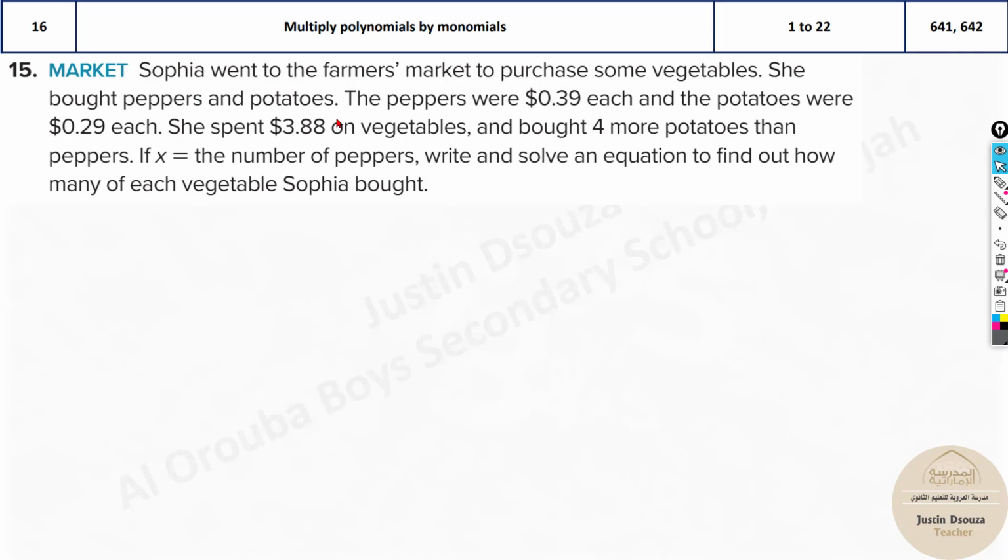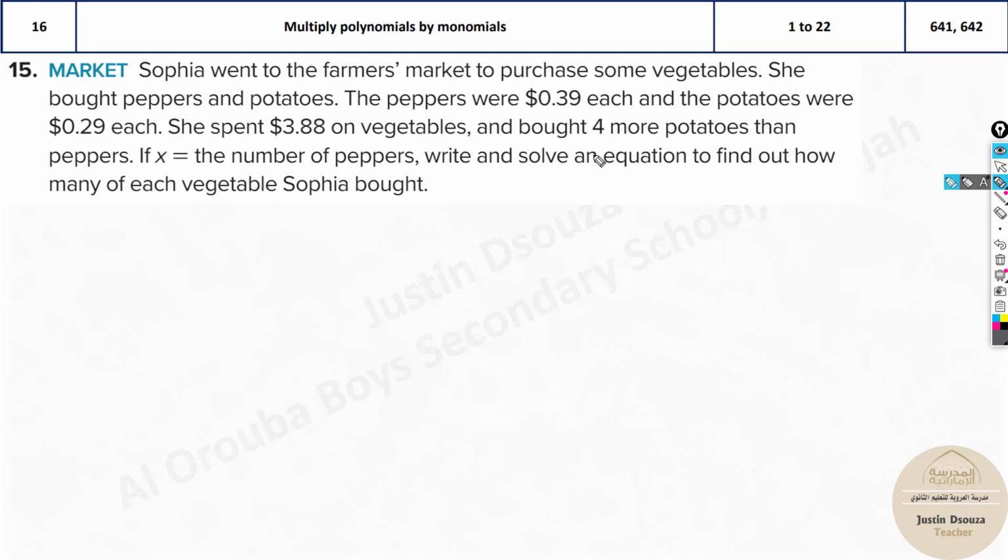Sophia went to the farmer's market to purchase some vegetables. She bought peppers and potatoes. The peppers weigh 0.39 each and the potatoes weigh 0.29 each. She spent $3.88 on vegetables and bought 4 more potatoes than peppers.